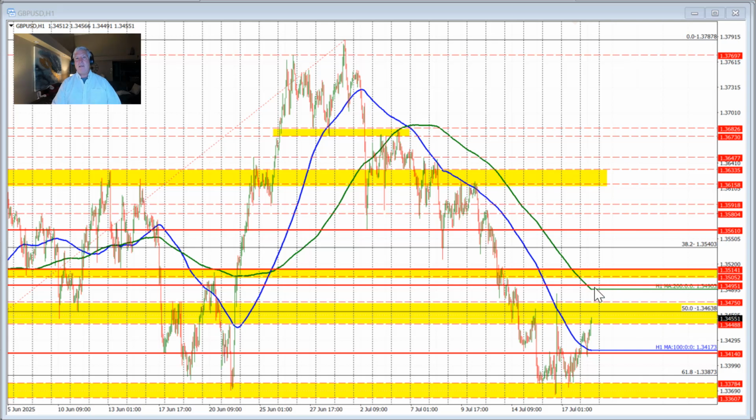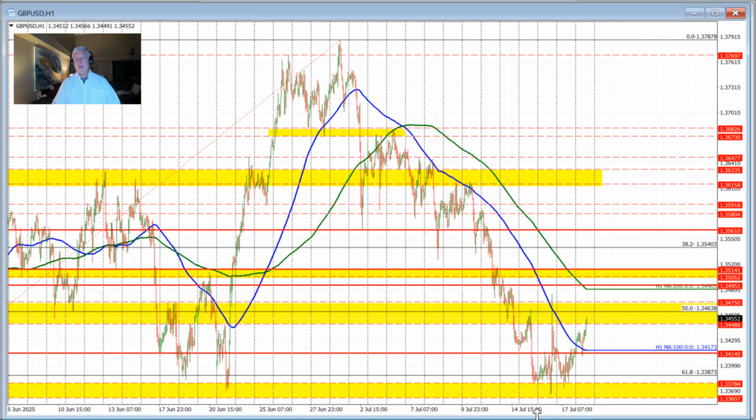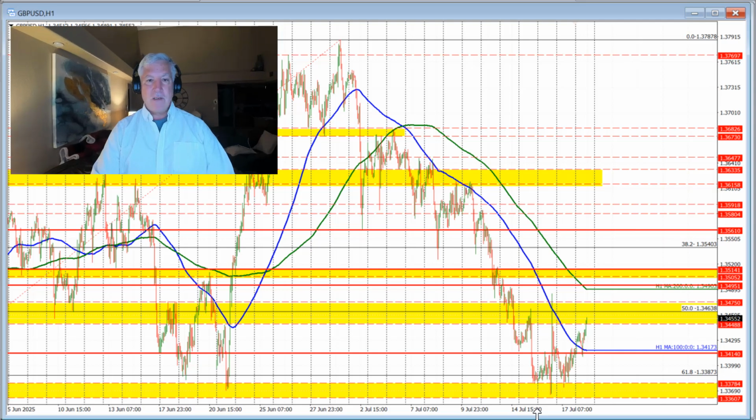All that has to happen if the buyers are to take back more control. If they can't get above the 50% retracement of the range since May, then the buyers are not winning; they're still losing. So keep that in mind. If we move back below the 100-hour moving average, the sellers are back in full control. So there you have a look at three of the major currency pairs to kickstart your trading day.